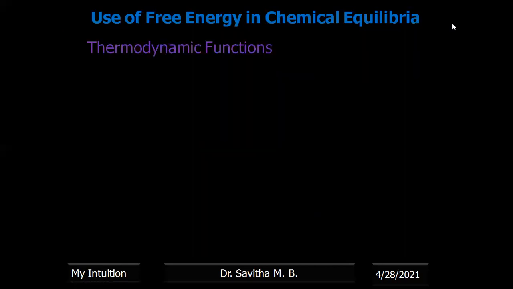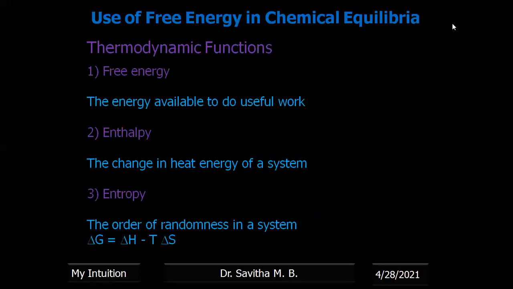Now, as we summed up, free energy is the energy available to do useful work. That means a system has some energy, but not all of that energy will be available to do useful work. Let us assume you take a gas in a container which has a piston. The useful work is to move the piston out, but some energy will be wasted, striking on the walls of the container. That energy is not used for useful work, because our useful work is pushing the piston out. So only that much energy which is available to do useful work is called free energy.